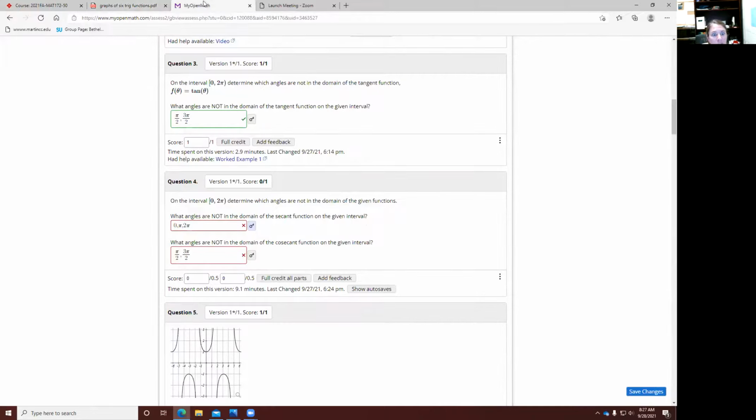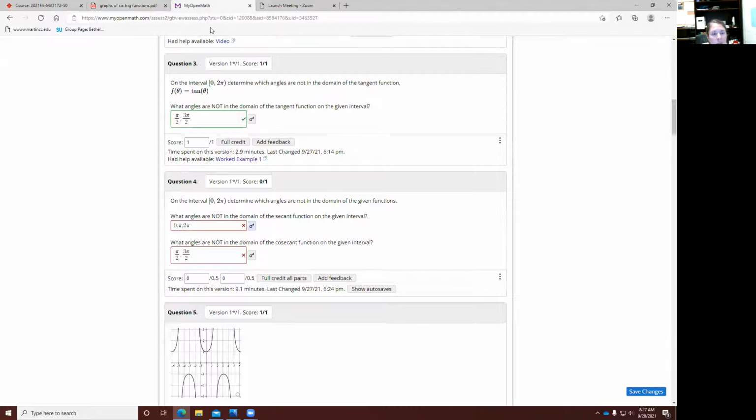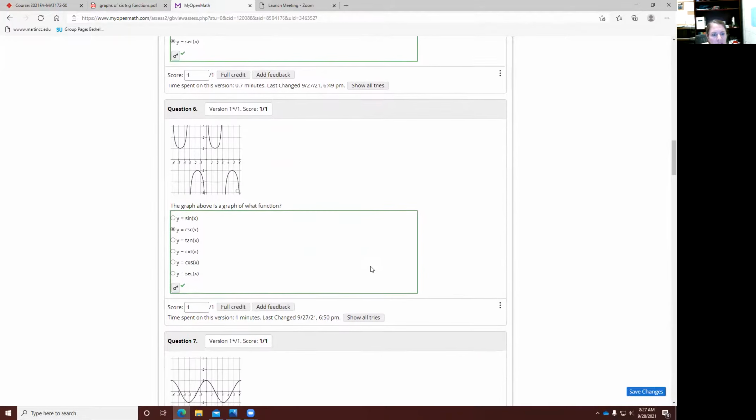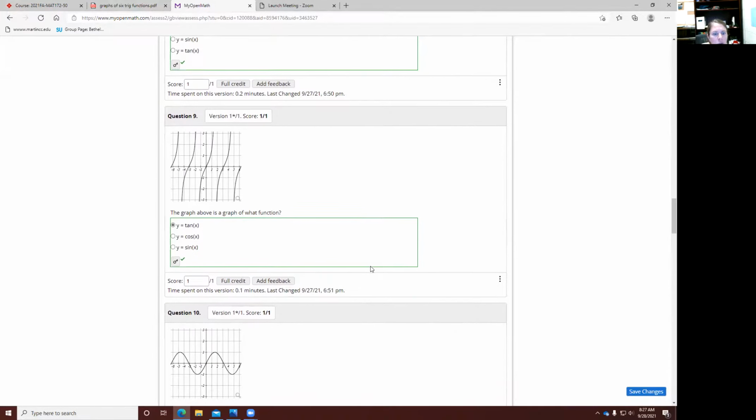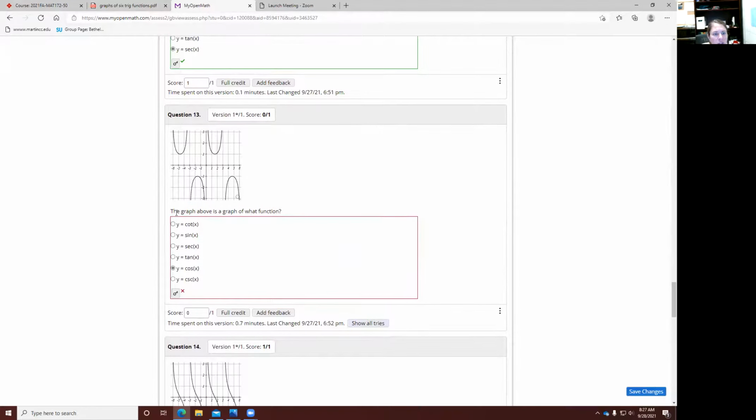So for that question, what are angles not in the domain? Not in the domain are these asymptotes, pi and 2 pi. So I think you're just getting confused. These are just supposed to be basic questions, not really asking you about the amplitude or anything like that. So I think you're just overthinking this.